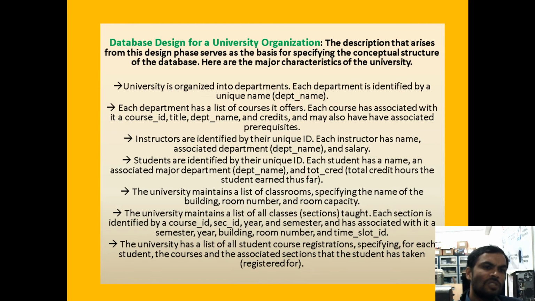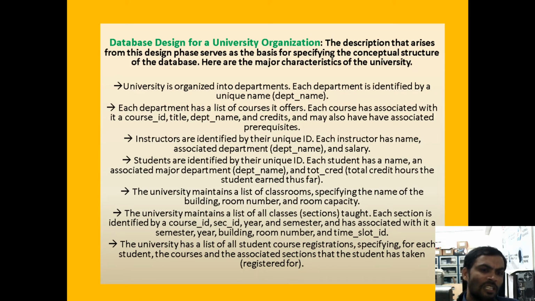Now, if you want to design the database for a university organization, under the university organization we have departments. A department is identified by a unique department name. Under the department table, the unique department name will be there. Each department has a list of courses. Just now I said for CSC we have a list of courses, for EC a list of courses, for Civil a list of courses. Each course is associated with its course ID, title, department name and credits.